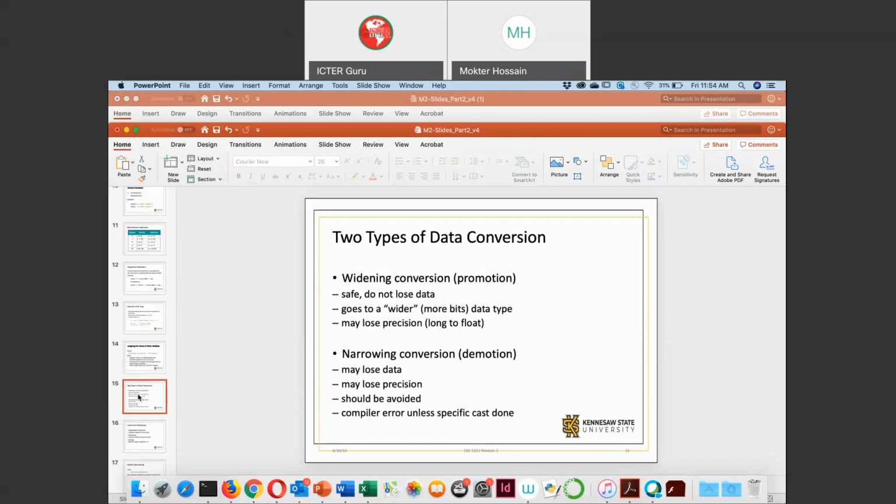Another important topic, the last topic today, is data type conversion. There are two types of conversion: temporary conversion and permanent conversion. For permanent conversion, we use classes in object-oriented programming; we declare a class. For temporary conversion, from one kind of data to another, we do typecasting. We will discuss this soon.